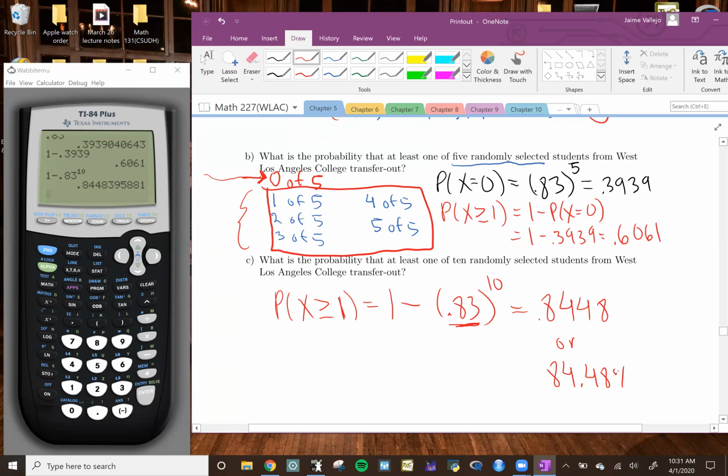Since we want to find at least one of them transferring out, if I find the probability that none of them transfer out, since it should always add up to 1, that's why you put it that way. Okay. All right, and that's it for that problem. Any questions for that problem?